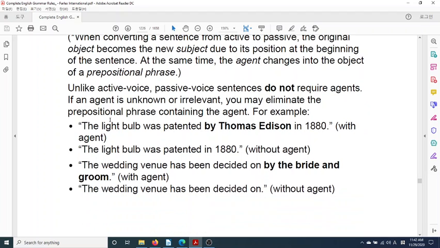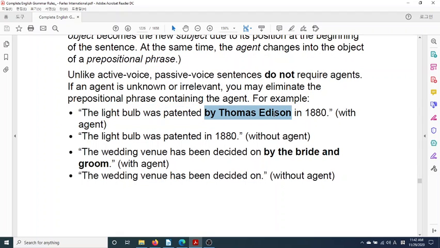So let's look at their example here. The light bulb was patented. So subject and object, was patented, verb, by Thomas Edison in 1880. And he's the agent. He's the one that was doing the patenting. But you could actually take him out. The light bulb was patented in 1880. And it still makes sense. It's still a complete English sentence.